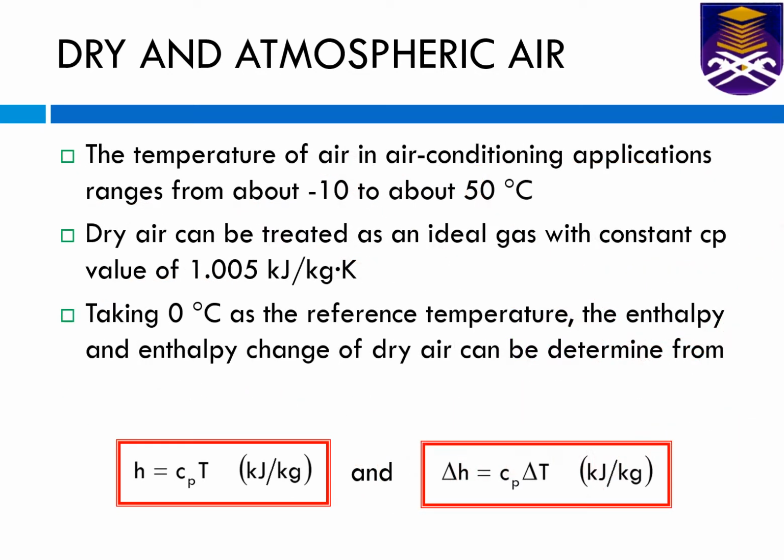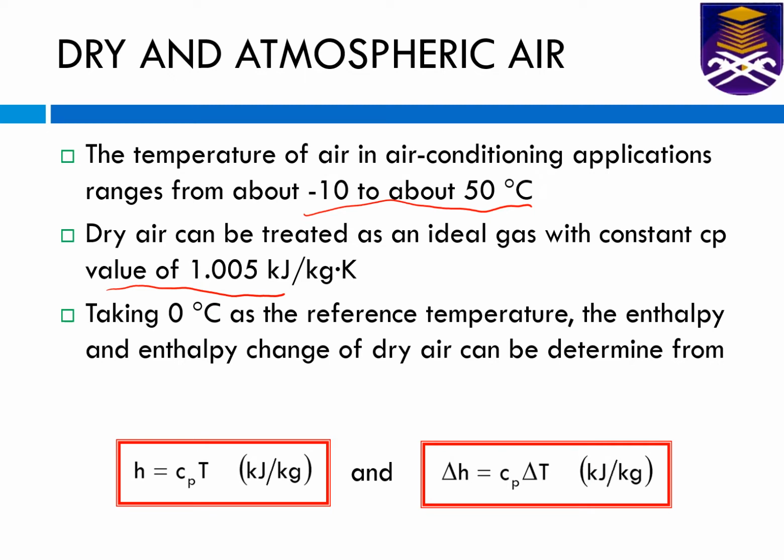So these two, if we look again, the temperature in the air conditioning process that we are going to be interested to analyze is between -10 to 50 degrees Celsius. So with these conditions, we can treat the specific heat constant for the dry air as almost at a constant level, equal to 1.005. So with the assumption of the operating condition for the dry atmospheric air, the specific heat constant for the dry air can be assumed to be 1.005 kilojoule per kilogram Kelvin.